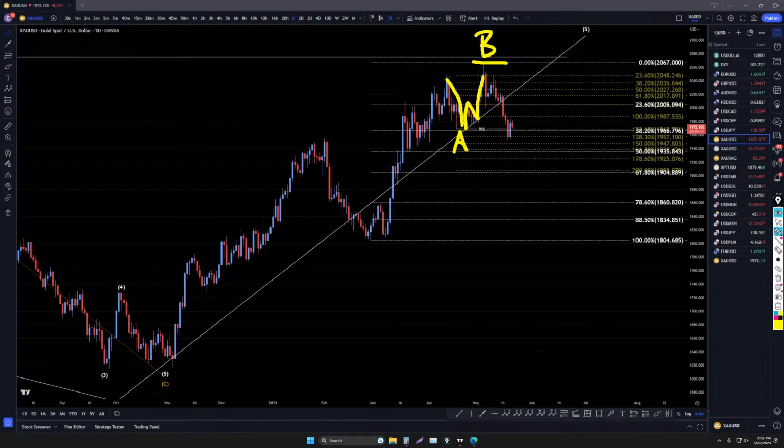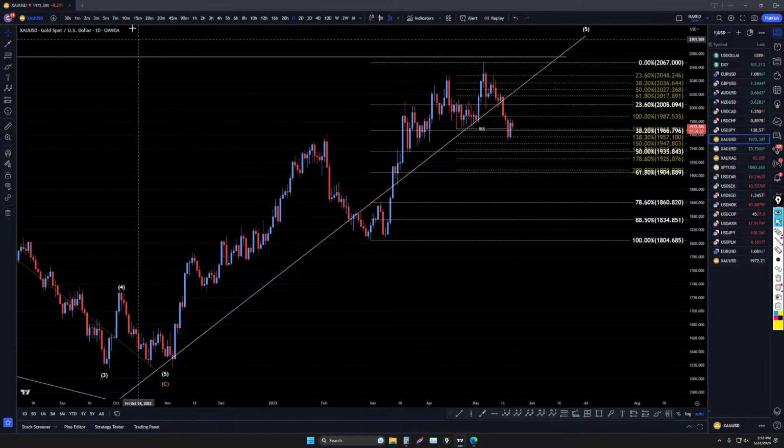Usually when you see irregular tops or irregular wave Bs, it actually means that the trend is strong, which means that when this right here is over with, which at this point it probably is going to go down to about the 50% level, but once that is over with, it's probably going to blast off to the upside with a big uptrend. I think we're headed up to $2,300 on this one pretty easily.